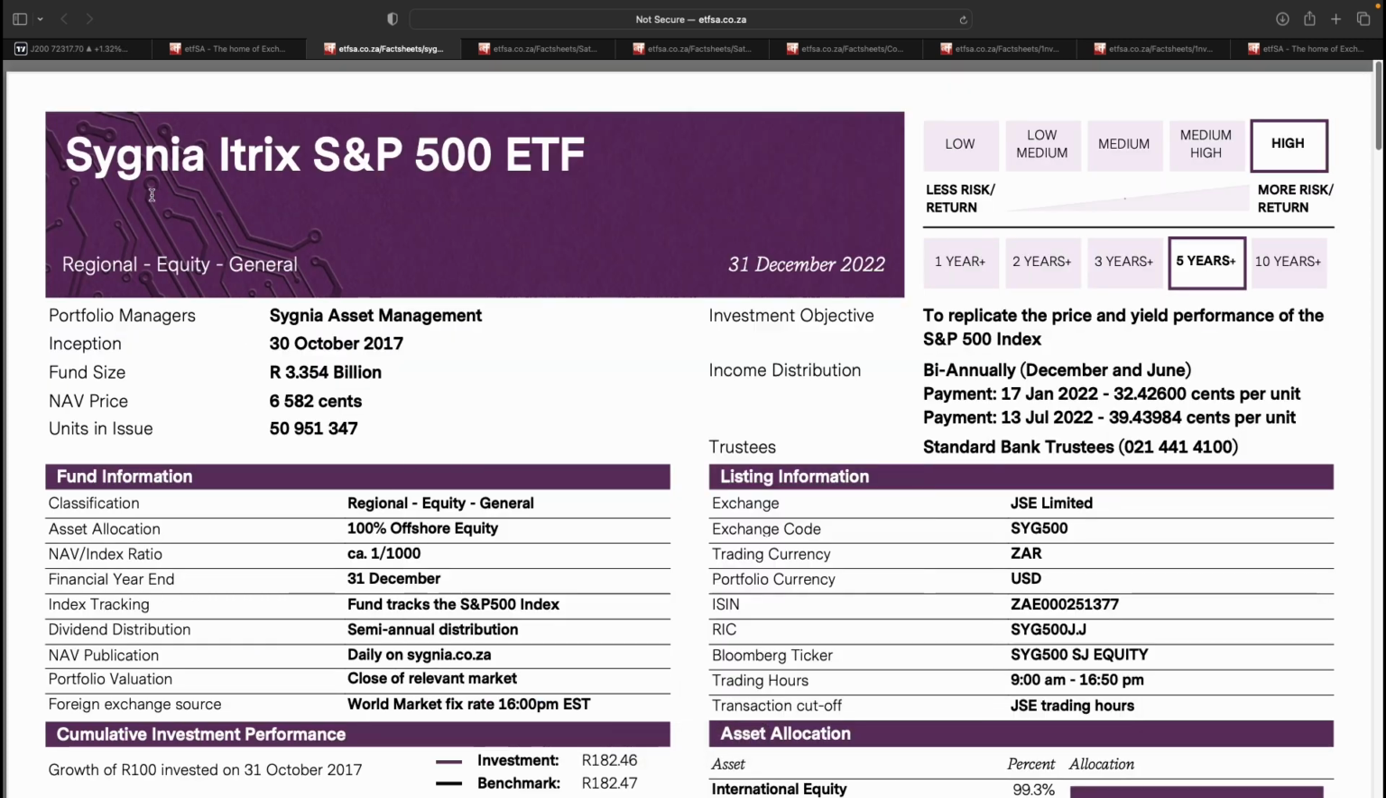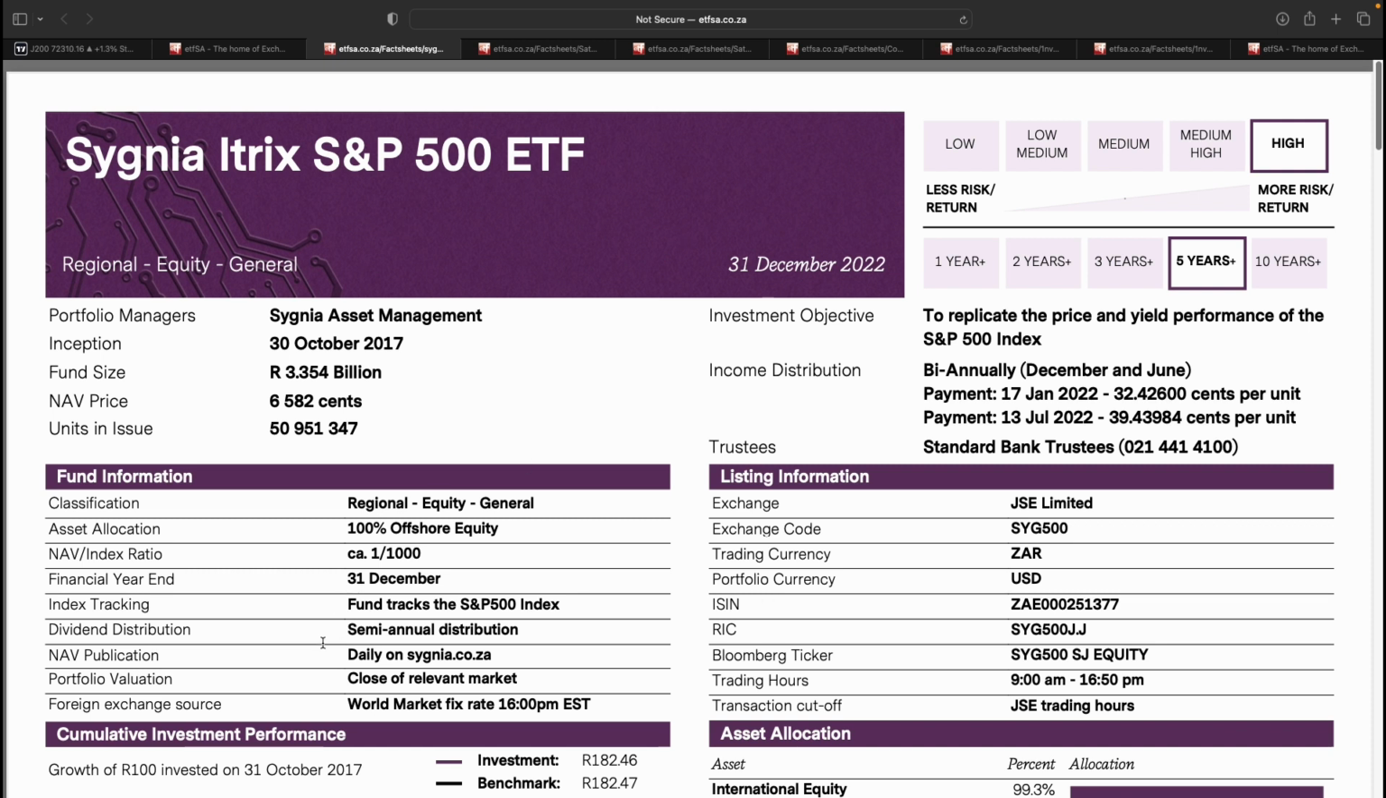First, I'm going to talk about the Sygnia Itrix S&P 500. This is the ETF that I buy in my tax-free savings account. It is the only ETF that I buy in there. It is already diversified. I don't see the need to buy more than one ETF because at the end of the day, they do the same thing.